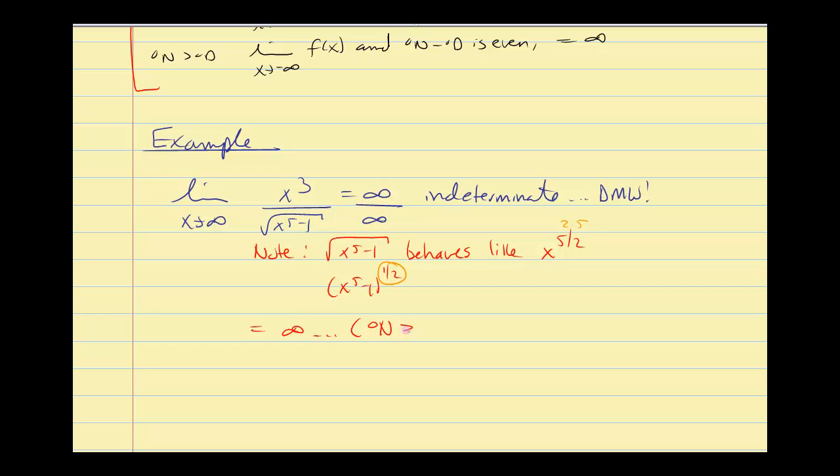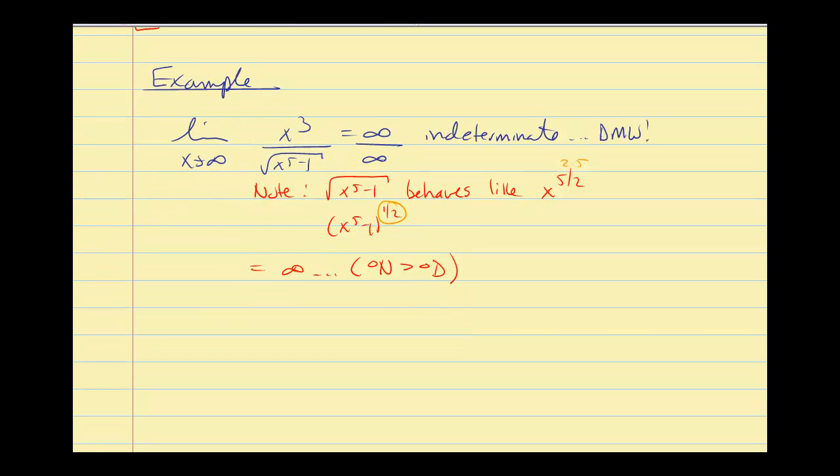Now I have to support that. The degree in the numerator is greater than how the degree in the denominator behaves. Not what it's equal to, but how it behaves. So this is equal to infinity, and so this would, in terms of a horizontal asymptote, mean I don't have a horizontal asymptote because I have a limit that doesn't exist. Let's go ahead and look at another example.